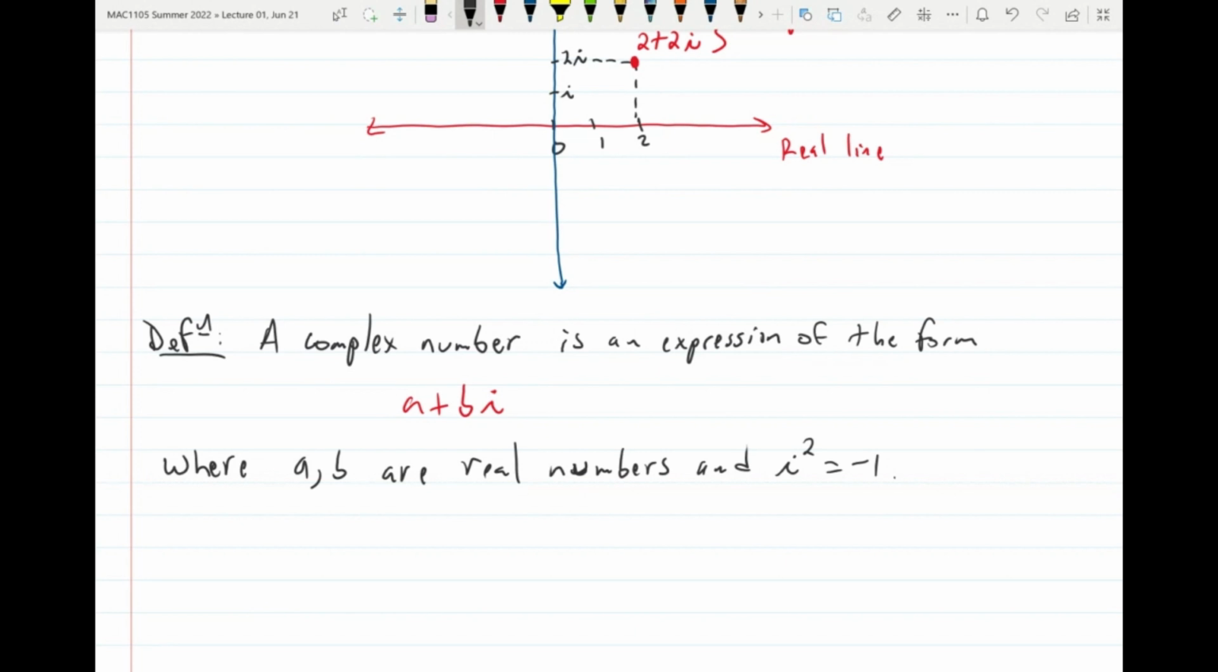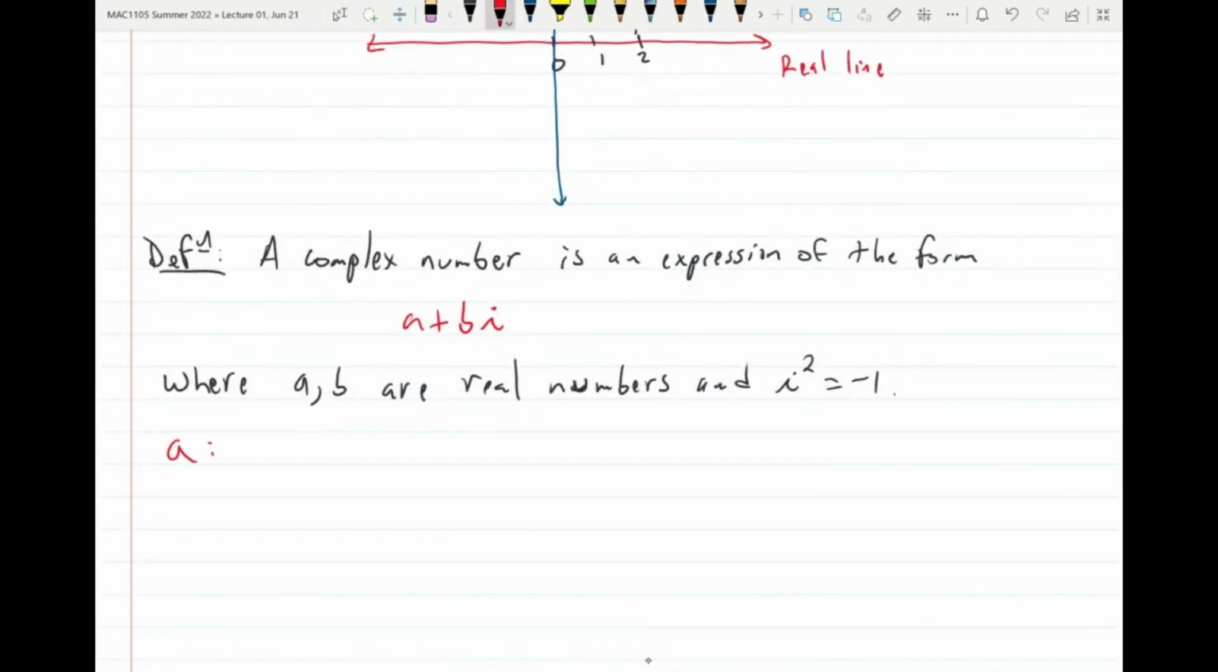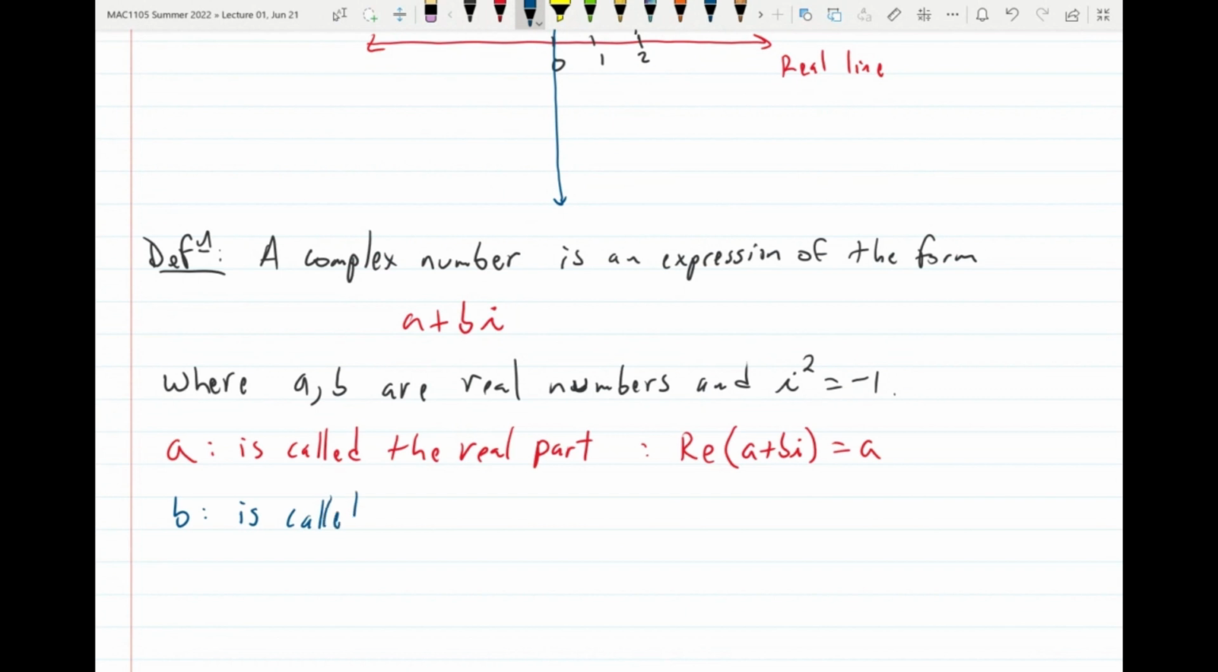And these guys have names. a is called the real part, and b is called the imaginary part. Okay? So a is called the real part. And sometimes we write it like this: the real part of a plus bi is just a. Okay? And b, I'm not going to be writing that, but you may see this if you read online or see other sources. And b is called the imaginary part. And then it should be clear why we call them like that, okay?